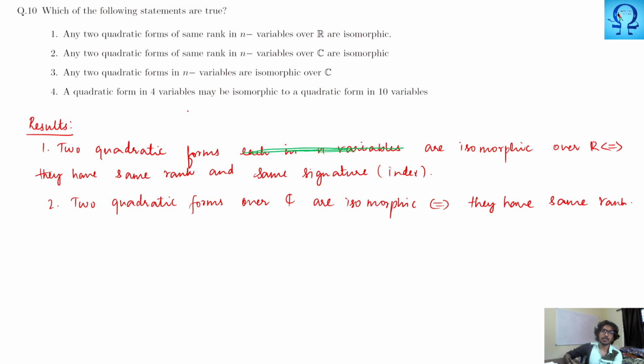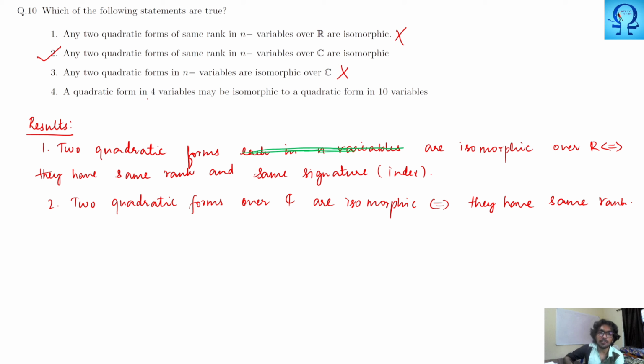Okay, what does the first option say? Any two quadratic forms of same rank in n variables over R are isomorphic. No. What if the signature is different? So they need not be isomorphic in that case, right? So option 1 need not be true. Any two quadratic forms of same rank in n variables over C are isomorphic. Yes, true. Option 3 claims that any two quadratic forms in n variables are isomorphic over C. No. What if the ranks are different? They need not be isomorphic, right? So option 3 is false. It's not true in general.